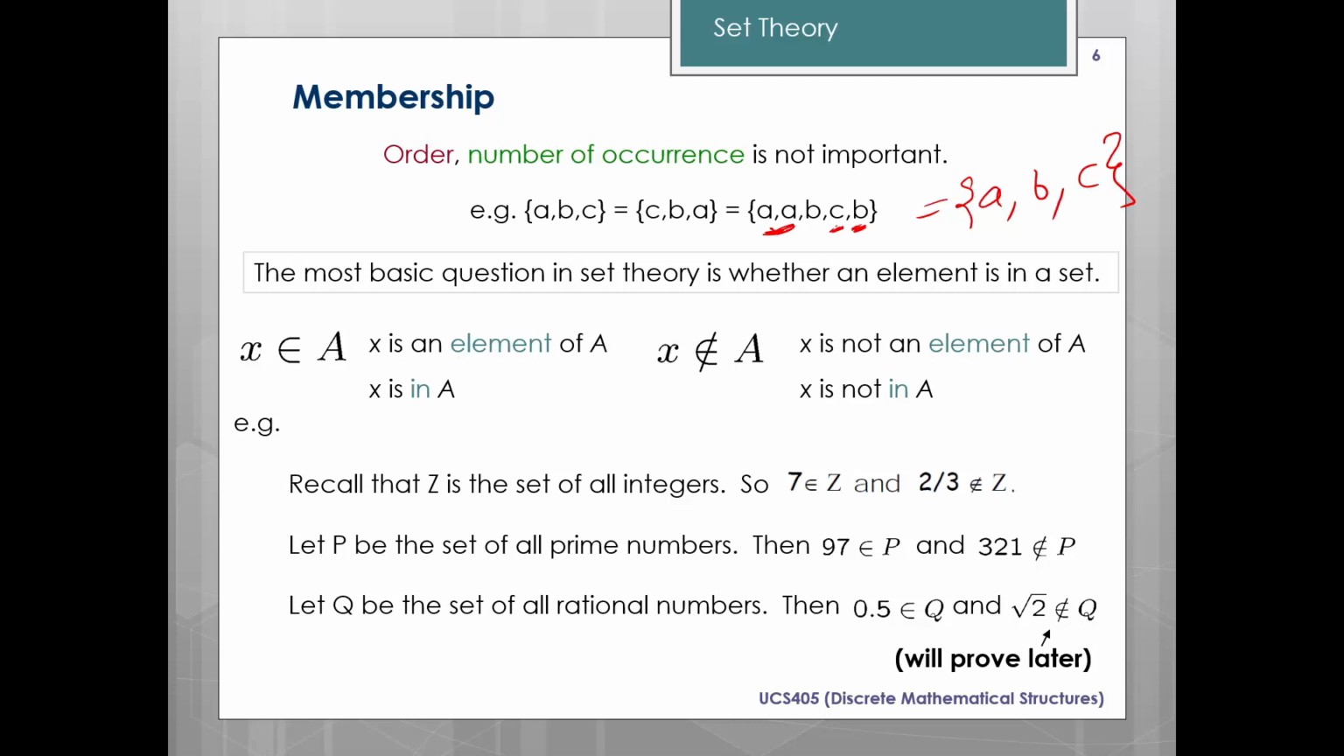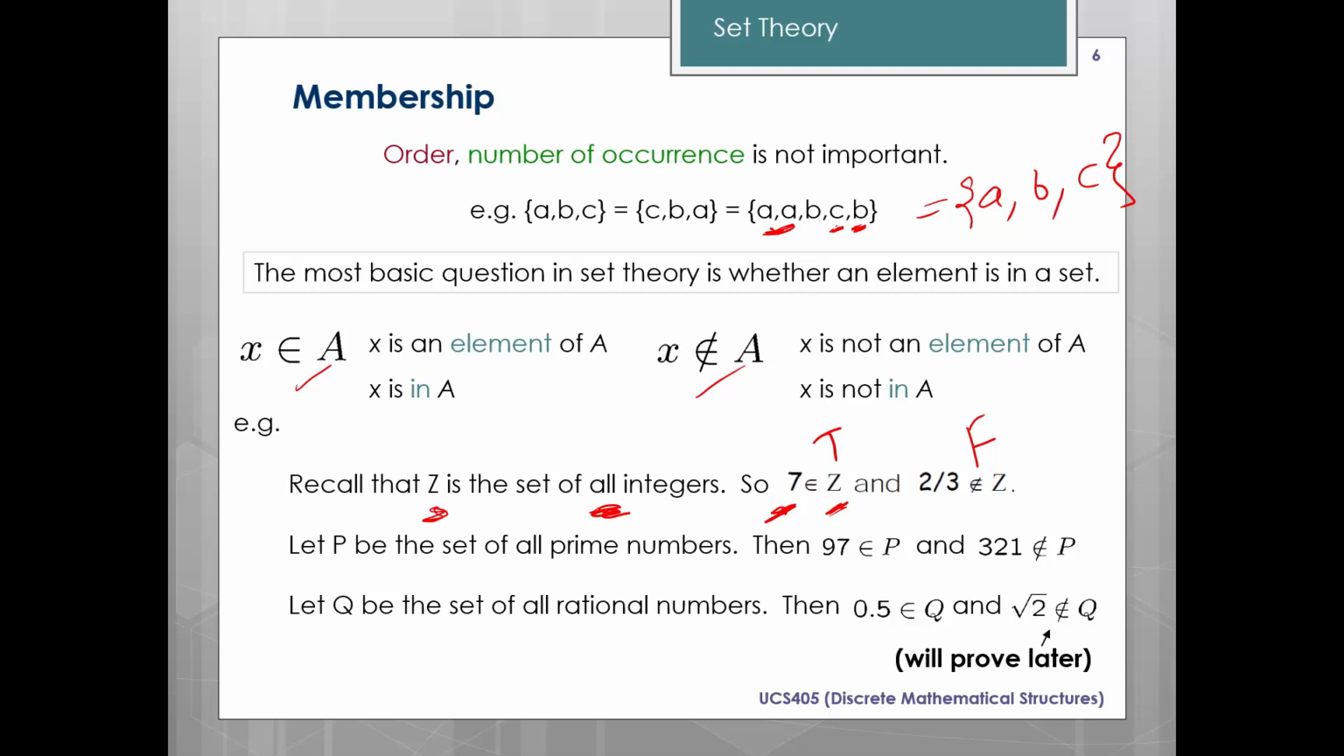The most basic question is whether an element belongs to a particular set or does not belong to it. Now see here, recall Z is the set of all integers. So what can we say? 7, yes, it's an integer. Does it belong to Z? Yes, it is true. 2 by 3. Is it true? Meaning, is it an integer? No, it's not an integer.